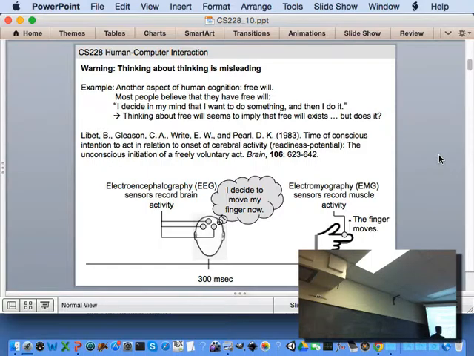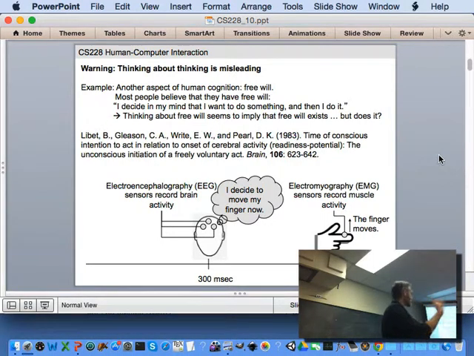In this experiment, they invited a bunch of human participants into the lab. They were instrumented with EEG so that the experimenters could pick up electrical activity, at least on the surface of the brain and a little bit into the brain. They also put an EMG sensor, an electromyography sensor, on the fingertip so that they could measure contraction of muscles in the finger.